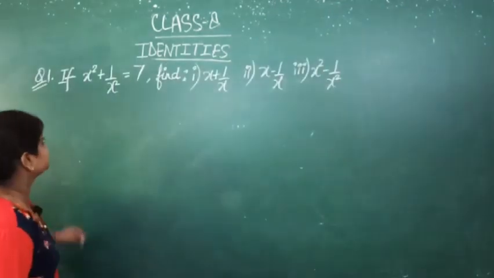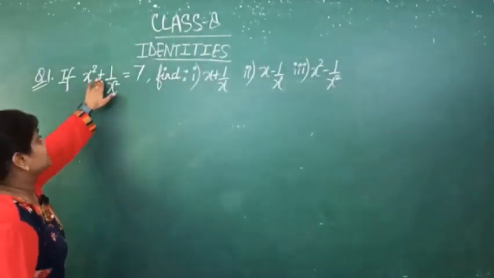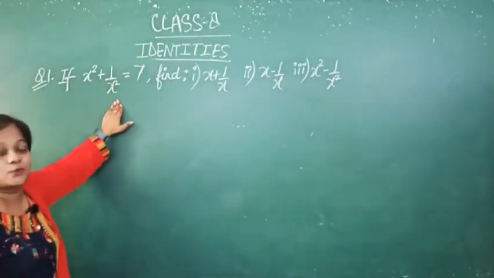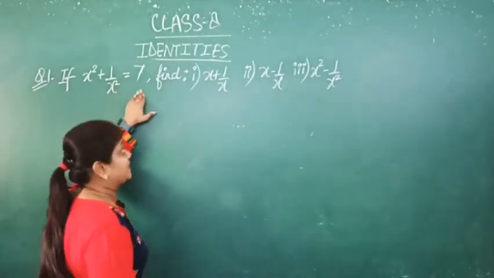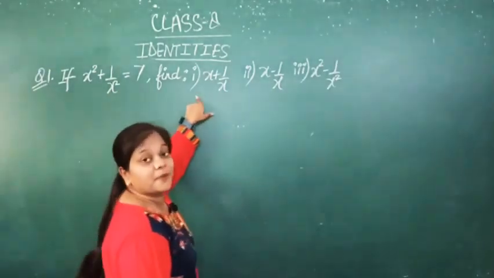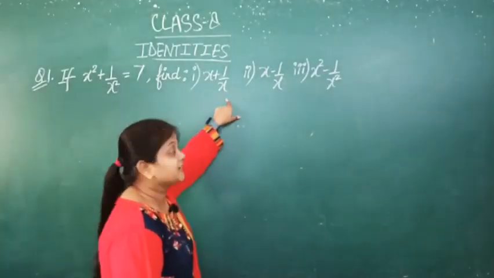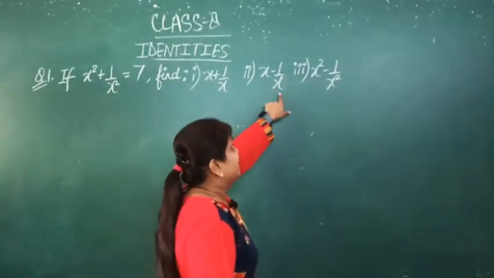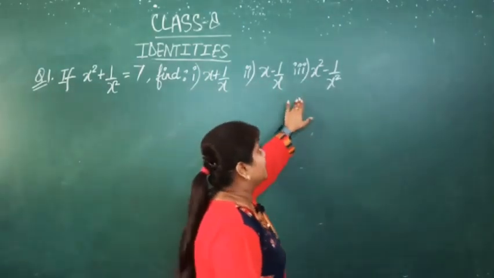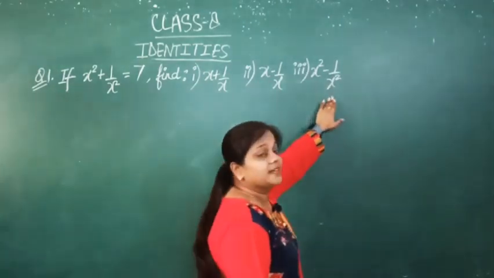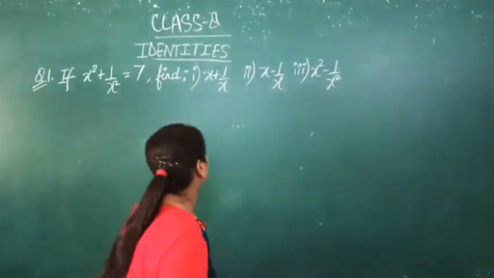Our first question is, if x square plus 1 upon x square is equal to 7, then find, first part is x plus 1 upon x, second part is x minus 1 upon x, and third part is x square minus 1 upon x square.